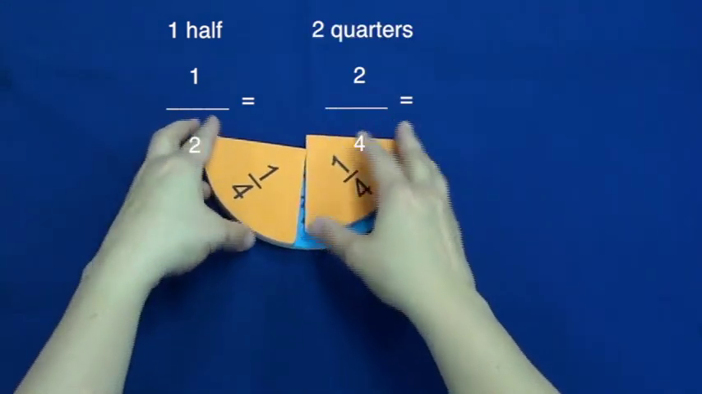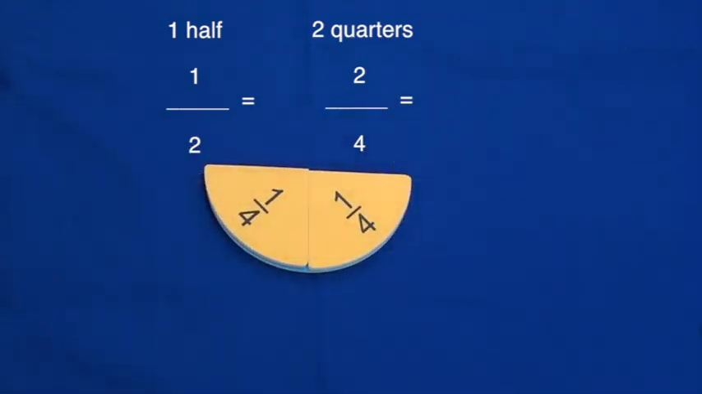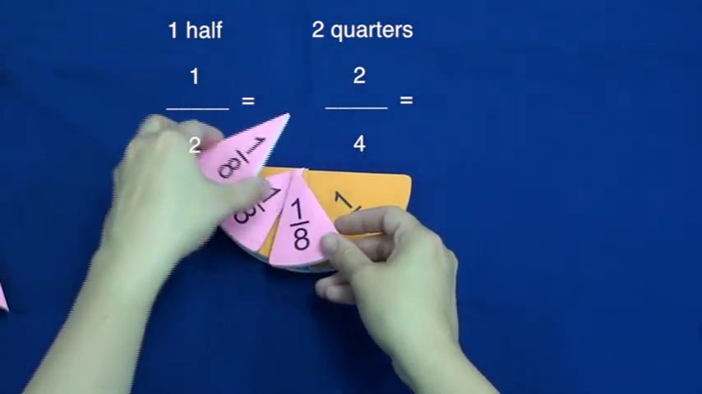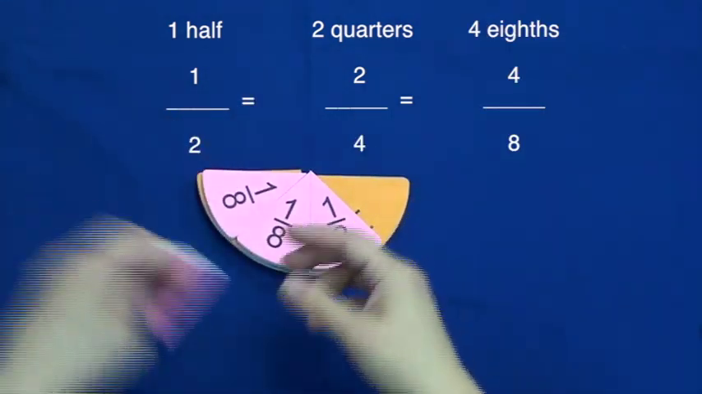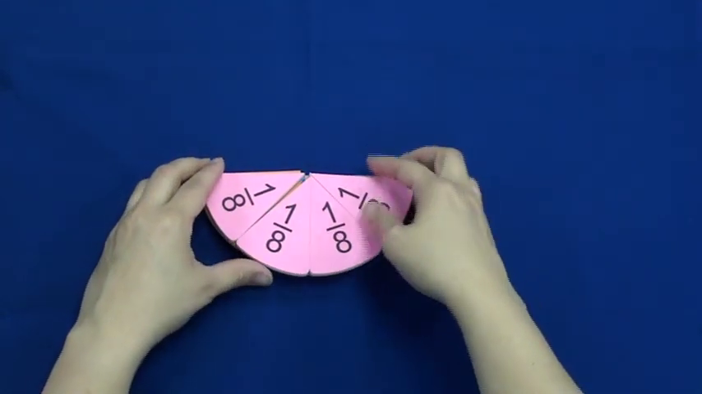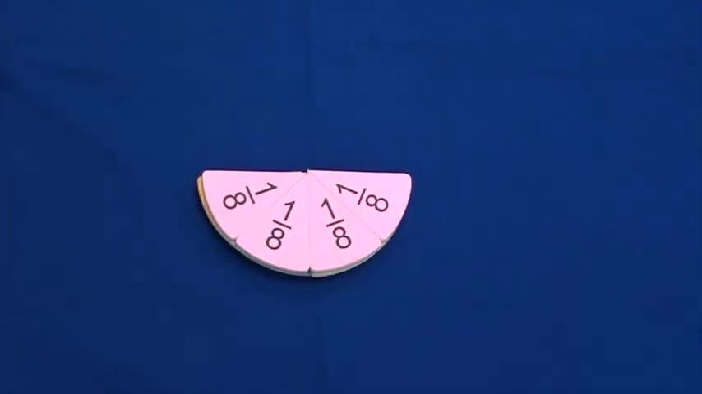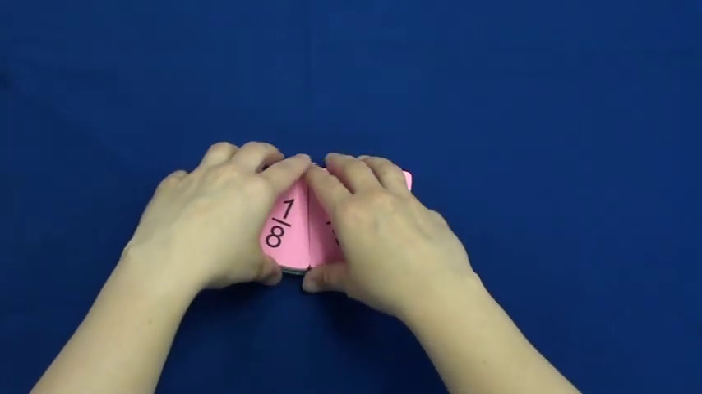1/2 equals 2 fourths. If you multiply the denominator 2 by 2, you get 4. Now let's multiply the denominator 4 by 2. We'll get 8. 1/4 equals 2/8. If we continue doubling the denominator, 1/8 equals 2/16. 1/16 equals 2/32.